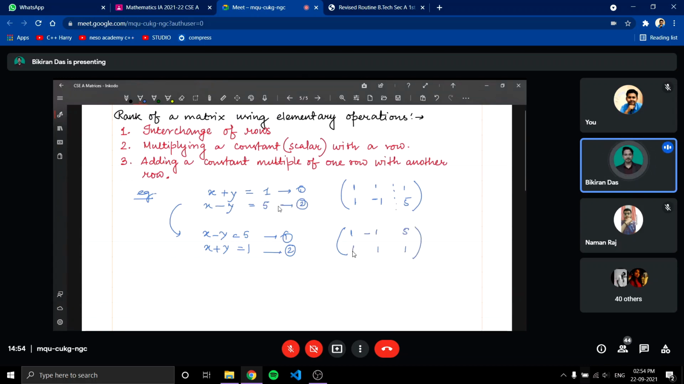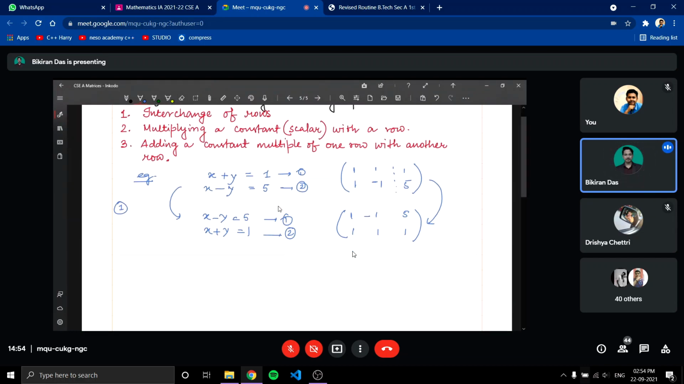See this matrix and this matrix, you have just interchanged the rows. Interchanging of rows means you have just changed the equation numbers. Obviously that won't affect the solution. So if interchanging the rows does not affect the solution, interchange of rows is an elementary operation. That means you can interchange rows in a matrix. Any question? No. So the first one is justified, that it is an elementary operation.